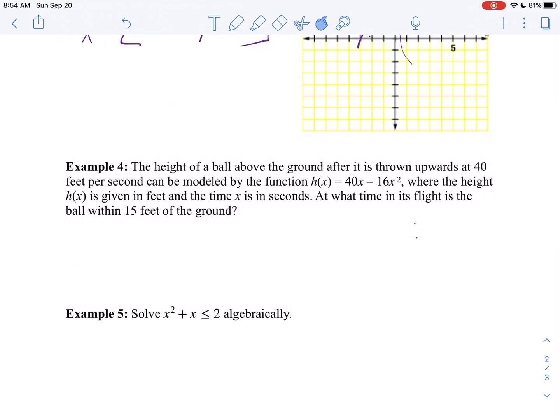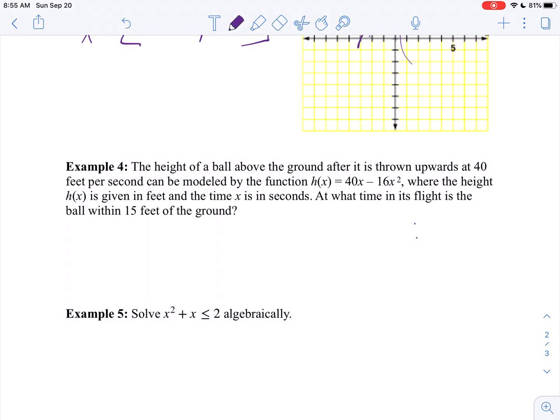Let's take a look at example 4. Example 4 says the height of the ball above the ground after it's thrown upwards at 40 feet per second can be modeled by this function. H of x equals 40x minus 16x squared, where the height h of x is given in feet and the time x is in seconds. At what time in its flight is the ball within 15 feet of the ground?